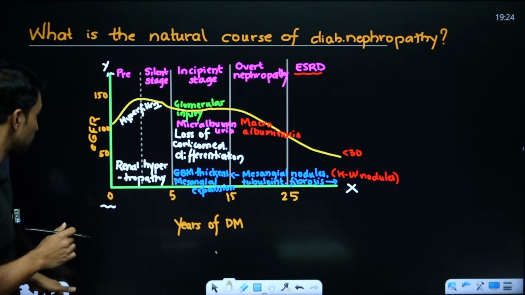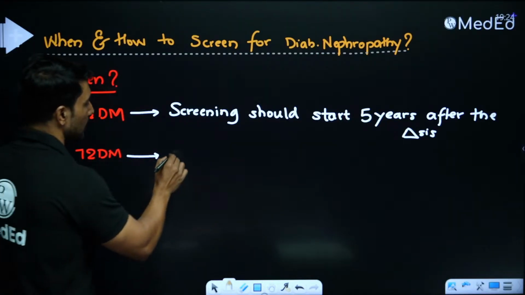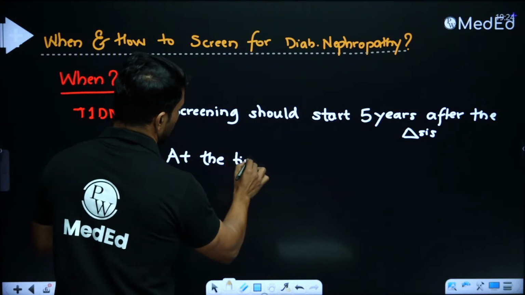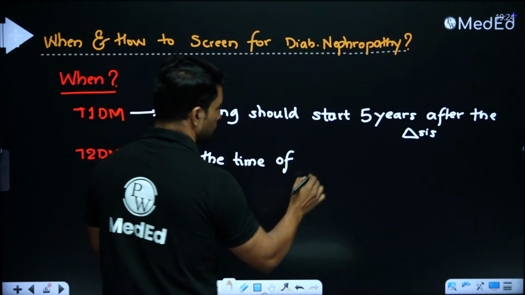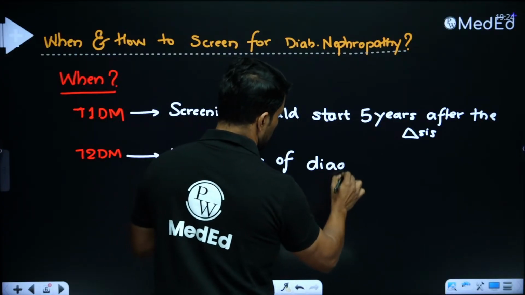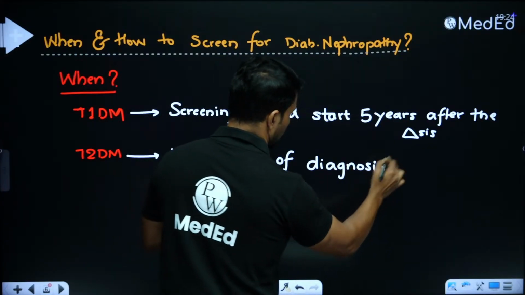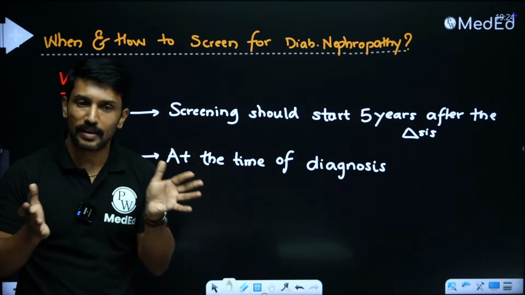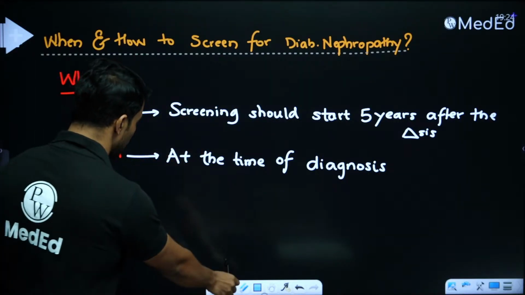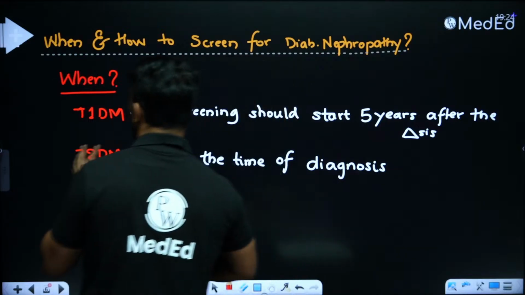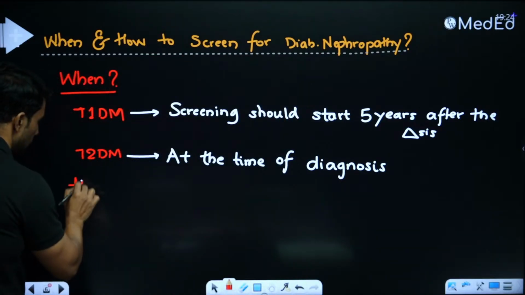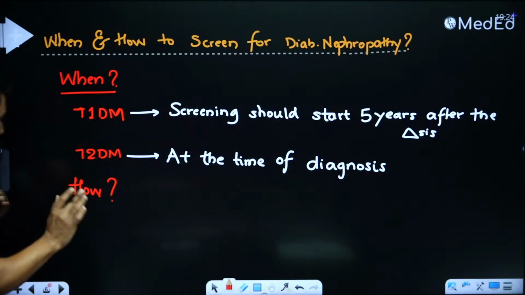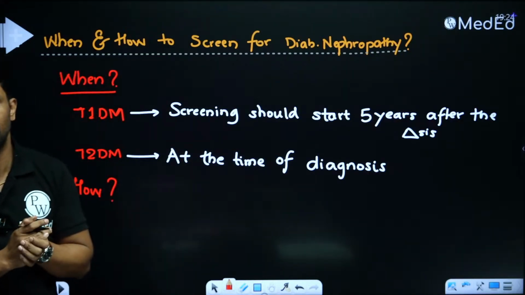So that's why for type 2 diabetes mellitus, the recommendation is at the time of diagnosis, the day you diagnose, also screen for the presence of nephropathy. He may already have the nephropathy. Now the question is how? What investigation can I do to diagnose?